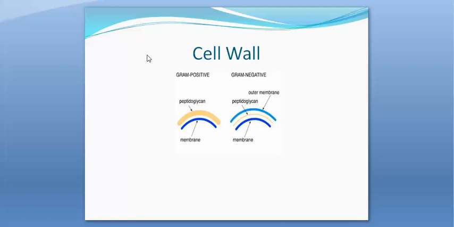This slide shows the basic configuration of the cell walls of bacteria. On the left we have gram-positive, which is typically made up of an inner membrane and a peptidoglycan wall, while we have a gram-negative on the right, which typically has an inner membrane, a smaller cell wall, and then an outer membrane.